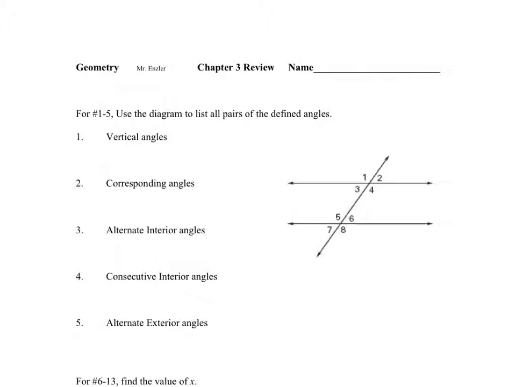So number 1, we're talking about vertical angles. This is actually a type of angle that we learned earlier in the year. Vertical angles are across the x from each other. So angles like 1 and 4 are vertical, 3 and 2, 5 and 8, and 7 and 6 are vertical. We also know that vertical angles are congruent to each other, and that's true whether the two lines are parallel or not. Vertical angles are always congruent to each other. That was theorem 2.6.